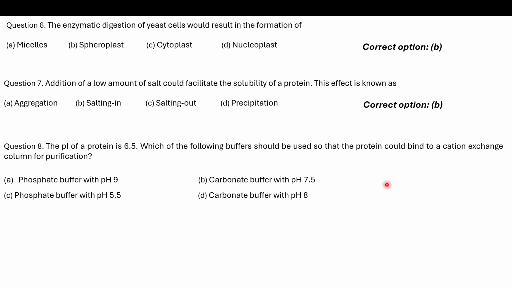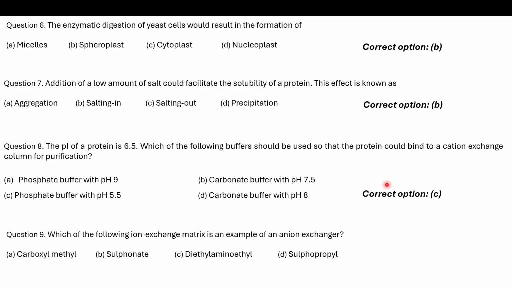Yes. So what will happen if the pH is 5.5? The answer is correct. Yes. So basically it will impart positive charge due to higher amount of H plus ions in the medium, right? Comparatively higher amount of H plus ions, and positively charged protein will bind to negatively charged resin. Okay.